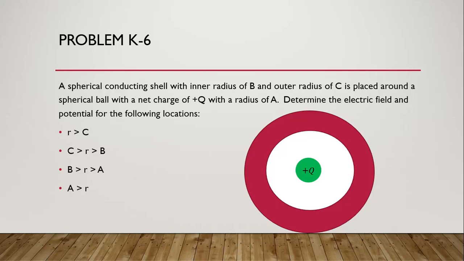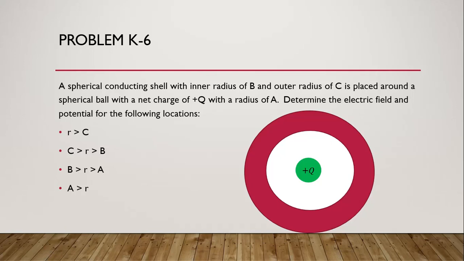Part A of this, calculate the electric field, not that bad. Part B of this one, find the electric potential, kind of ugly. So we have a spherical conducting shell with an inner radius of B and an outer radius of C placed concentrically around a spherical ball with a net charge of plus Q. I didn't make it conducting, but it is a conducting spherical ball of radius A.